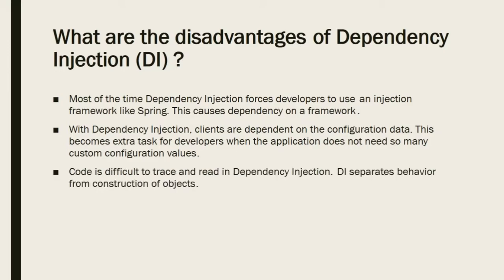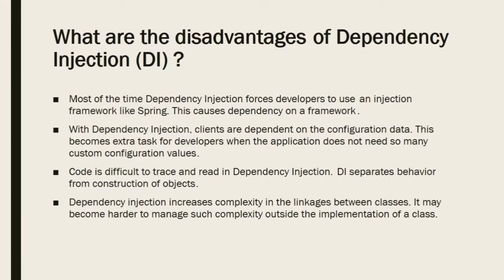3. Code is difficult to trace and read in dependency injection. It separates behavior from construction of objects. 4. Dependency injection increases complexity in the linkages between classes. It may become harder to manage such complexity outside the implementation of a class.